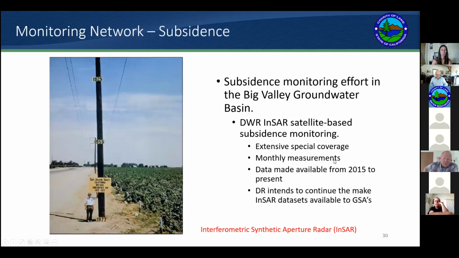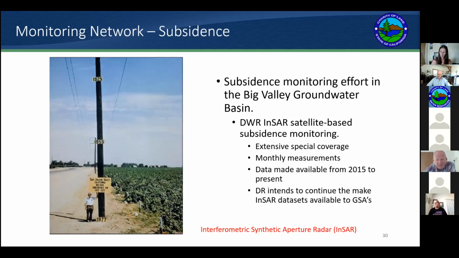So now hopefully you have a better sense of what subsidence is. The question now is, how do we measure subsidence? And there's a couple of ways to do it. Probably the most common way is to develop a GPS monitoring network where they go out every once in a while and survey in a specific location. Unfortunately, we don't have a lot of that information in Big Valley. A lot of these areas are doing that. They used to do it back in the 60s, 70s, 80s.